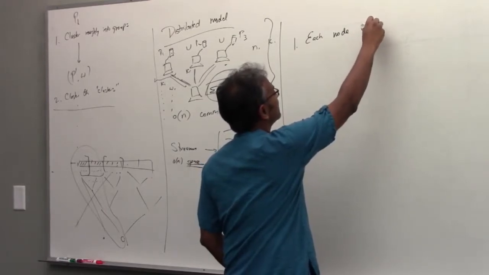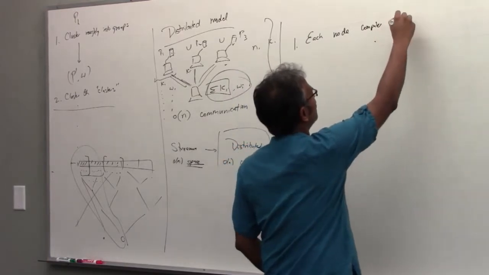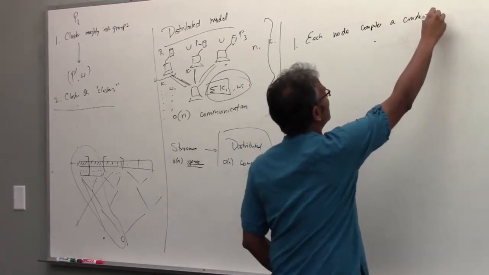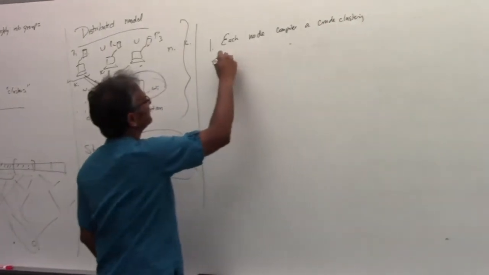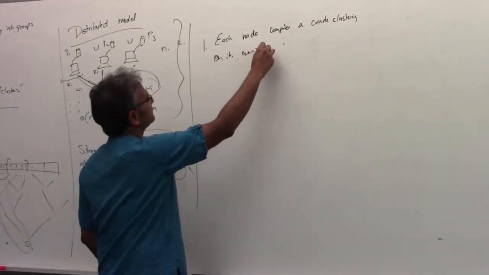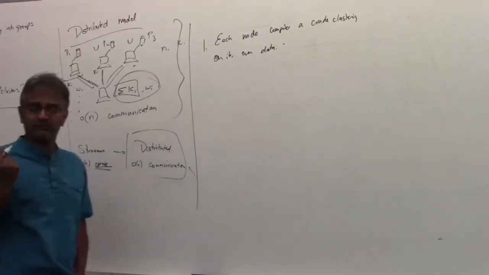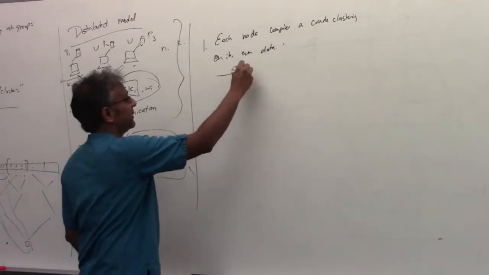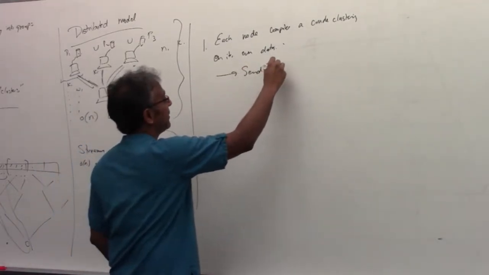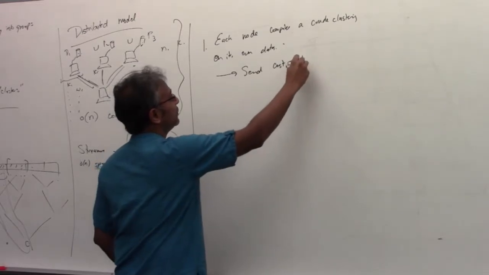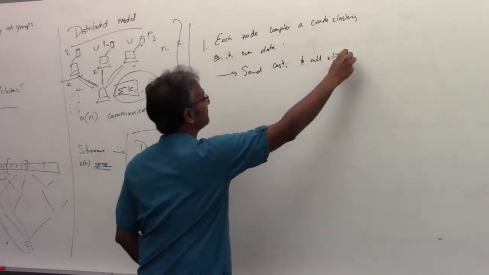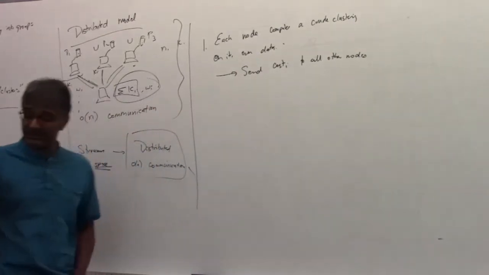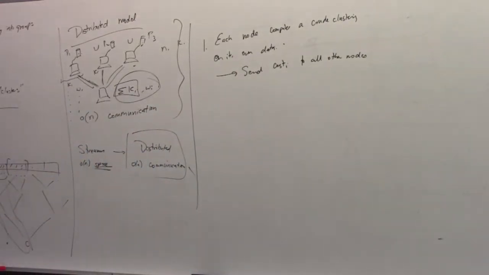computes sort of just some crude clustering on its own data. Okay? And it computes the cost, so some number C_i. And it sends the cost C_i to all other nodes. So it's not sending the actual clusters, it's just saying the cost. That's all. It's like, okay, when I clustered my data, this is the cost I got. Again, whether it's k-median or k-means, whatever it is, I don't care.